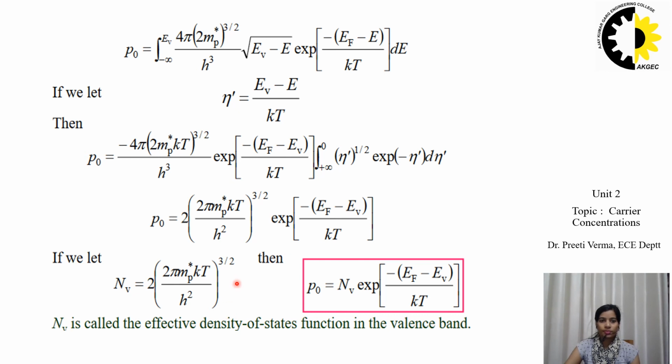So NV, if we assume as 2 multiplied by 2 pi mp star KT raised to the power 3 by 2 over h square, then we get the expression of P naught as NV exponential minus EF minus EV by KT, and in this we can see this concentration is dependent upon the energy level, that is the energy of the valence band, Fermi level and temperature.